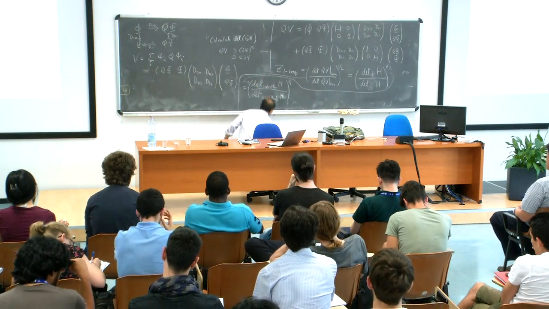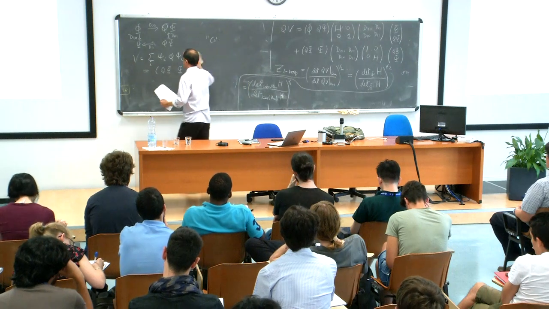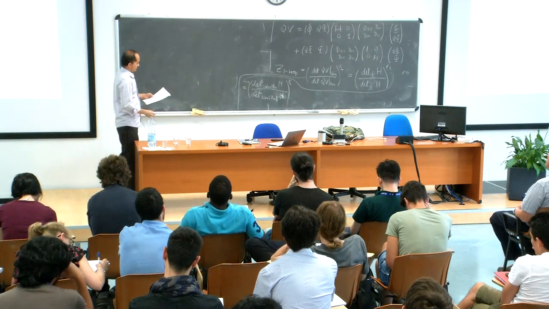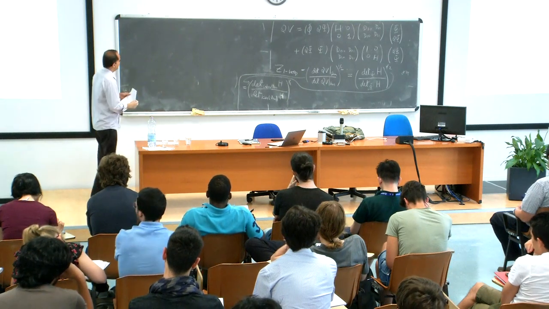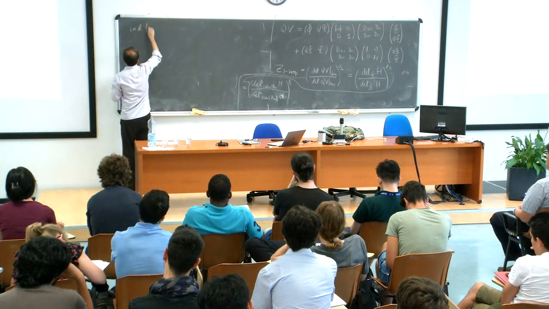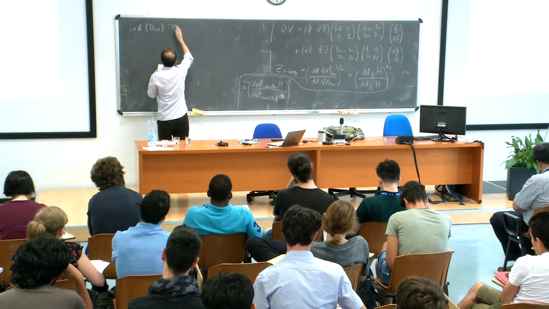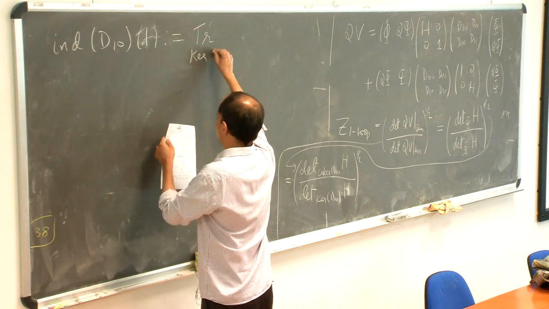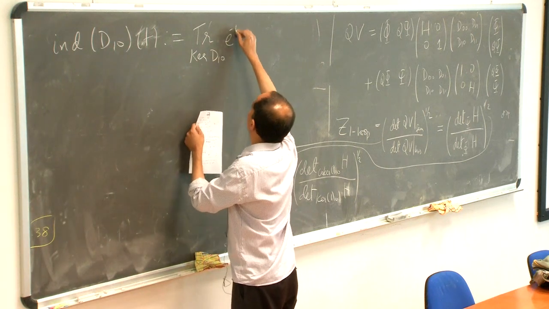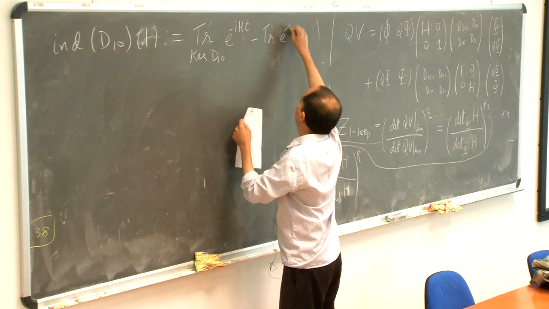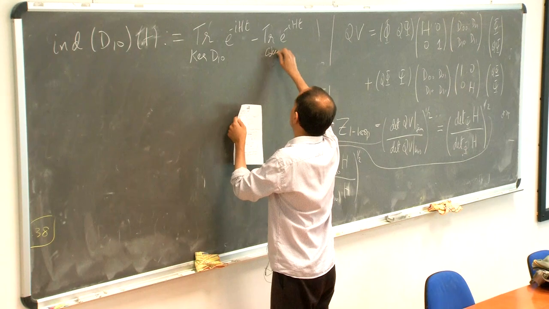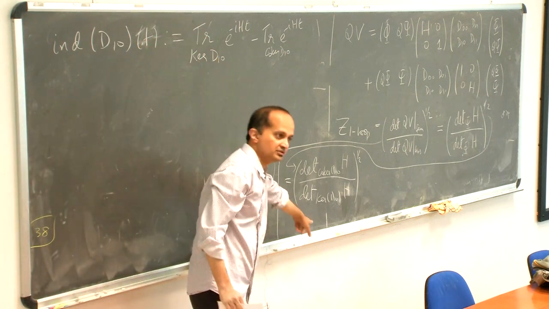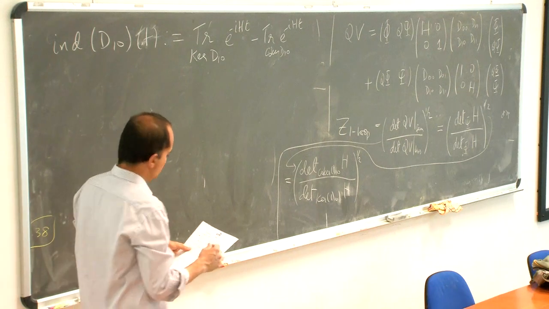Now, what I wanted to show was why this is so nice: this ratio is actually determined by something called the index of the operator D10. The index of D10 is a function of t. It's a power series, a Laurent series, which I define like this: trace over kernel of D10 of e to the minus iHt, minus trace of e to the minus iHt over co-kernel of D10. This is just a definition. And the statement is that if I know this object, I can compute this determinant. A moment's thought will show you how that works.